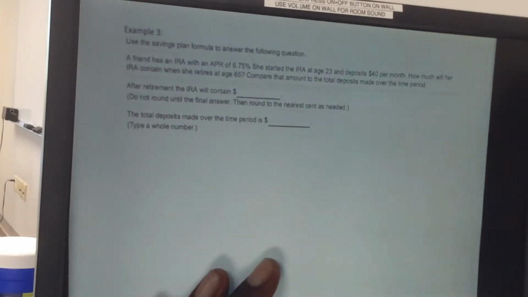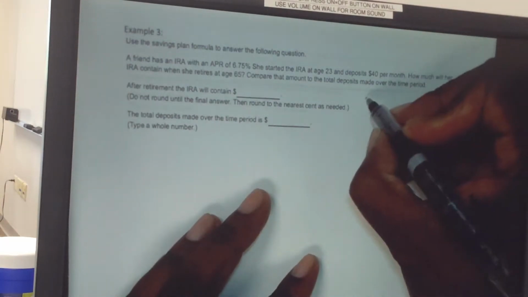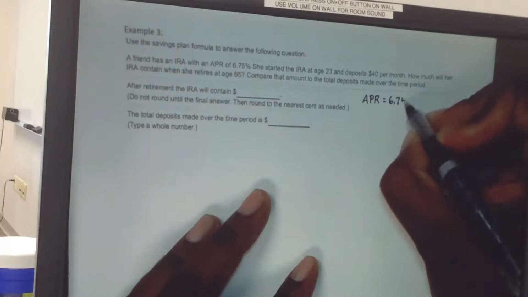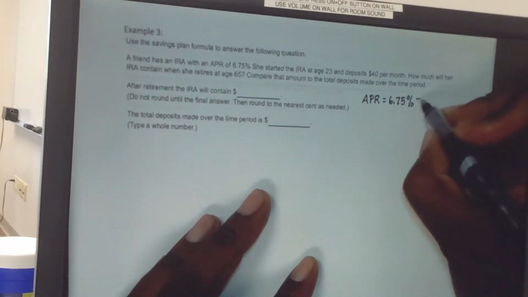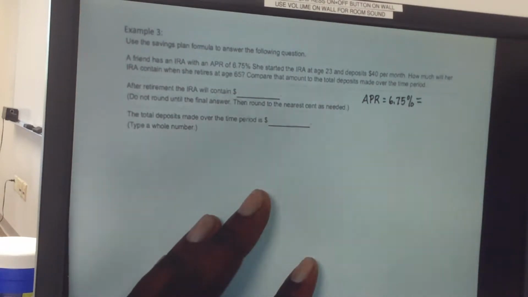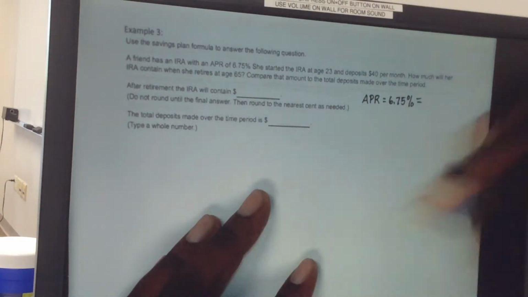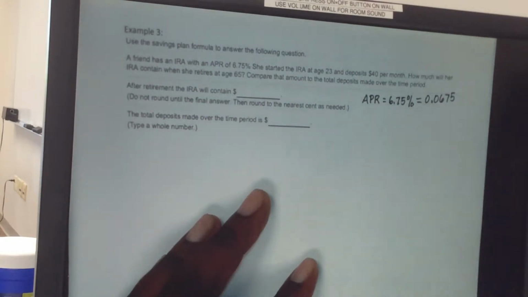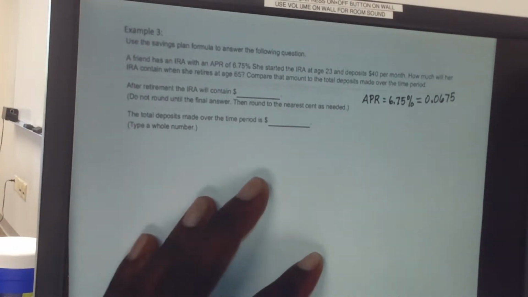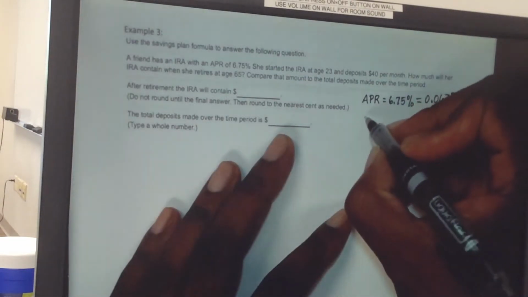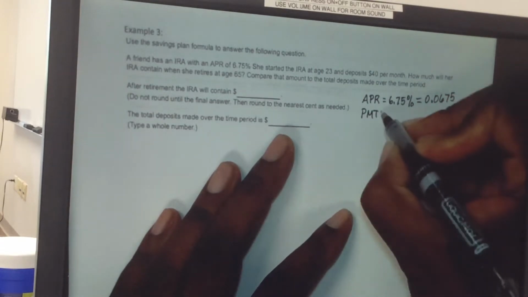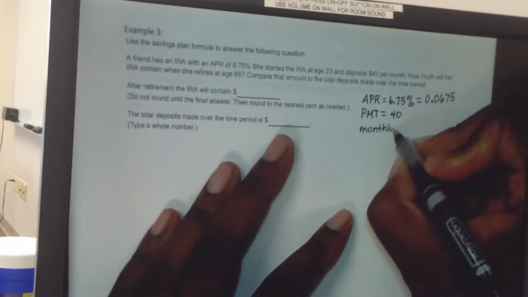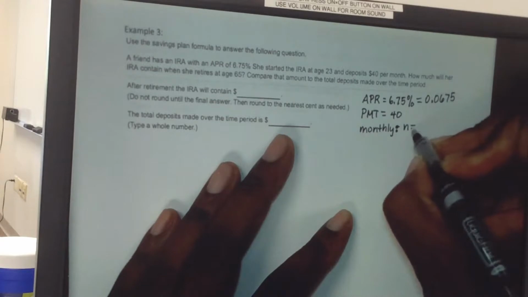Okay, so we know the annual percentage rate, that's 6.75%. Now, as a decimal, if we do 6.75 divided by 100, you'll get 0.0675. Okay. Now, she's making $40 monthly payments. So your PMT, that's going to be $40. And, of course, it is monthly, so that would mean N is going to be equal to 12.